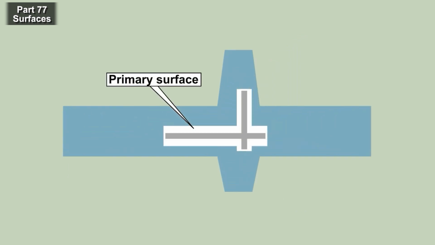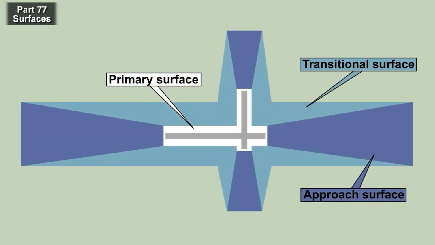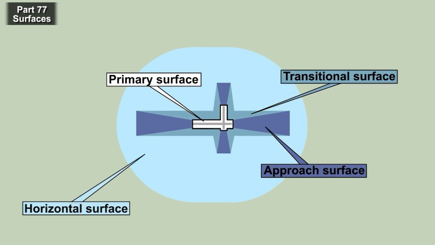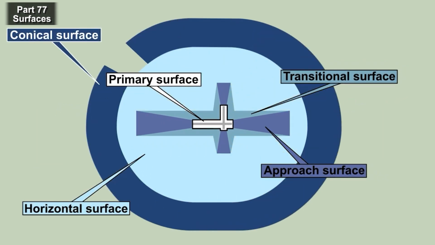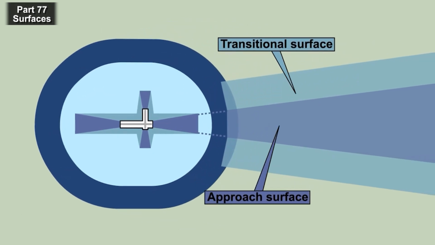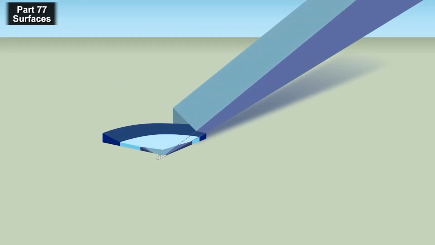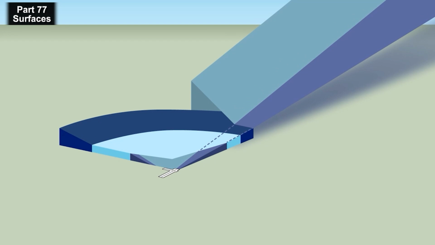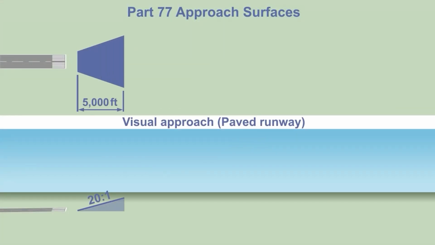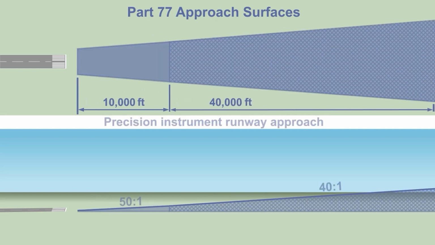The FAA classifies an object that penetrates these surfaces as an obstruction to air navigation. These surfaces include primary, approach, transitional, horizontal, and conical. Many of the surface components' dimensions vary based on the runway's capabilities and approach category. A bird's eye crosscut view illustrates these surfaces in a vertical perspective. Part 77 approach surfaces increase in length as the approach category increases from visual approach to precision instrument approach.